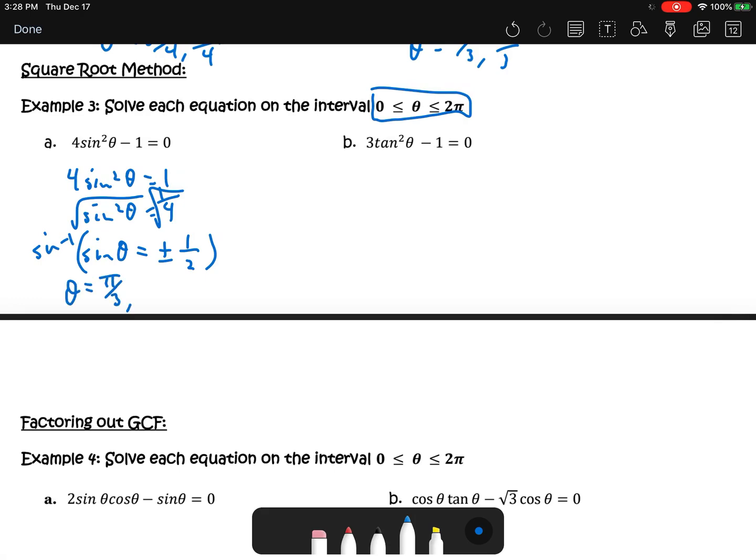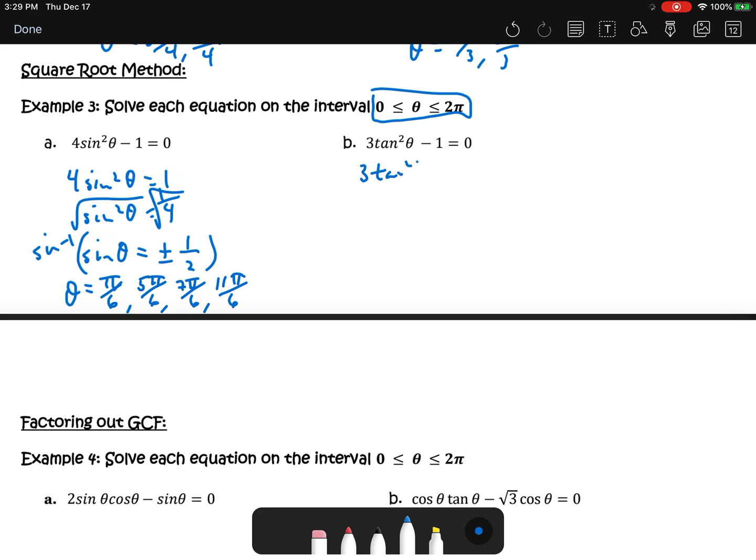When is it negative 1/2? No, that's not right. Pi over 6, right? My bad. Pi over 6 and 5 pi over 6, and then negative half at 7 pi over 6 and 11 pi over 6. So we have 4 answers then, because the sine of all of these is either 1/2 or negative 1/2, and that satisfies the equation.